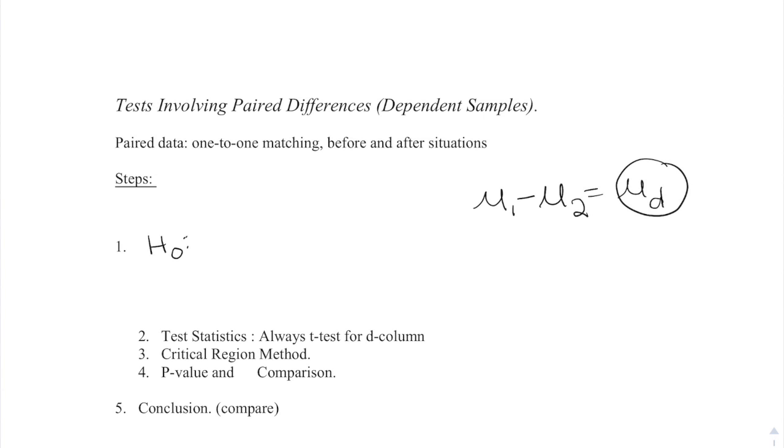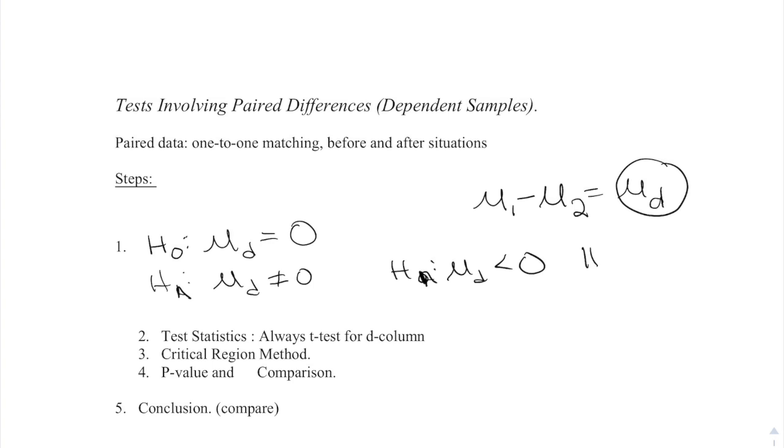So our null hypothesis is actually going to be that it's equal to 0, and then the alternative is going to be right-tailed, left-tailed, or two-tailed. The two-tailed would be that it's not equal to 0. Okay? So for the left-tailed, it would be that it's less than 0. Oops, sorry, HA, I think we're doing. And the right-tailed would be that it's greater than 0.